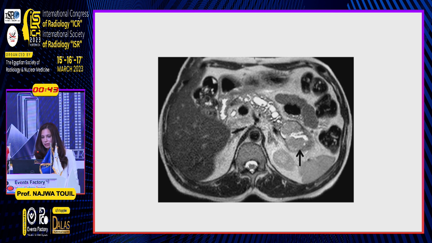This case is a 48-year-old man with a suspected pancreatic mass, showing dilated MPD and a lobulated cystic lesion with intermediate signal intensity and solid components, in keeping with the diagnosis of IPMN. Histopathological examination showed high-grade IPMN, pancreaticobiliary type, with foci of invasive carcinoma.